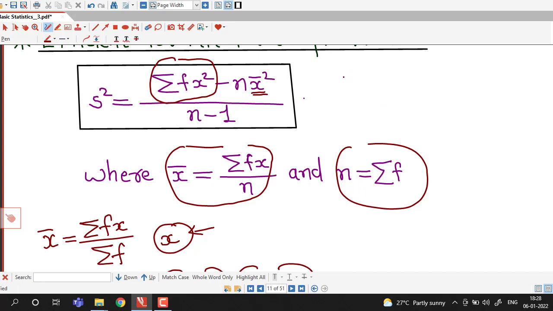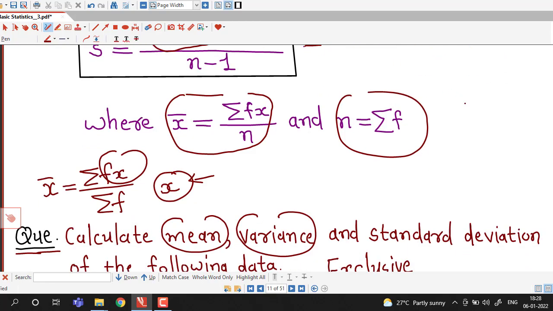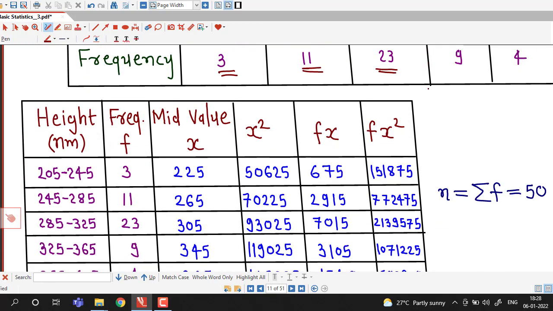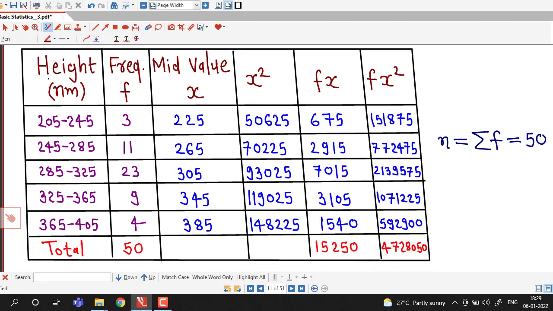So in the table what quantities we will require, we will find out mid value of each class, then we will require square of mid values. Frequencies are already given and we require this product f into x, and we also require f times x square. So we will prepare these columns, and I have already prepared this table. First column is for classes, then frequencies, mid values, square of mid values, product of frequency and mid value, product of frequency and square of mid values.